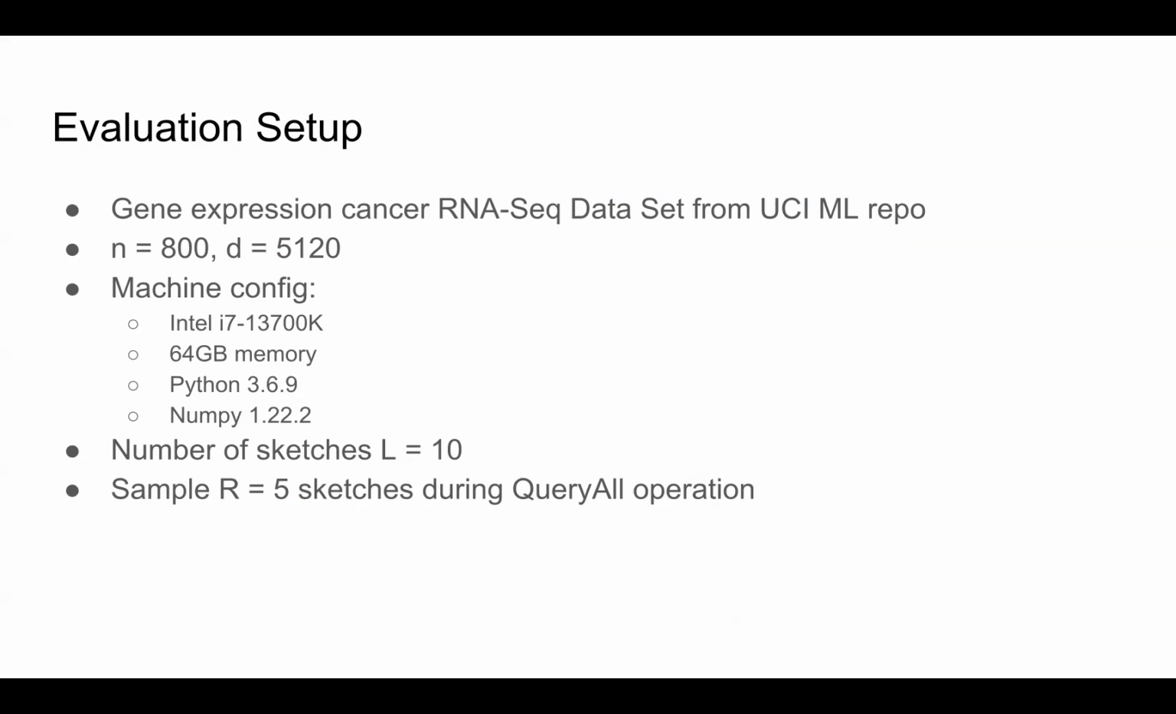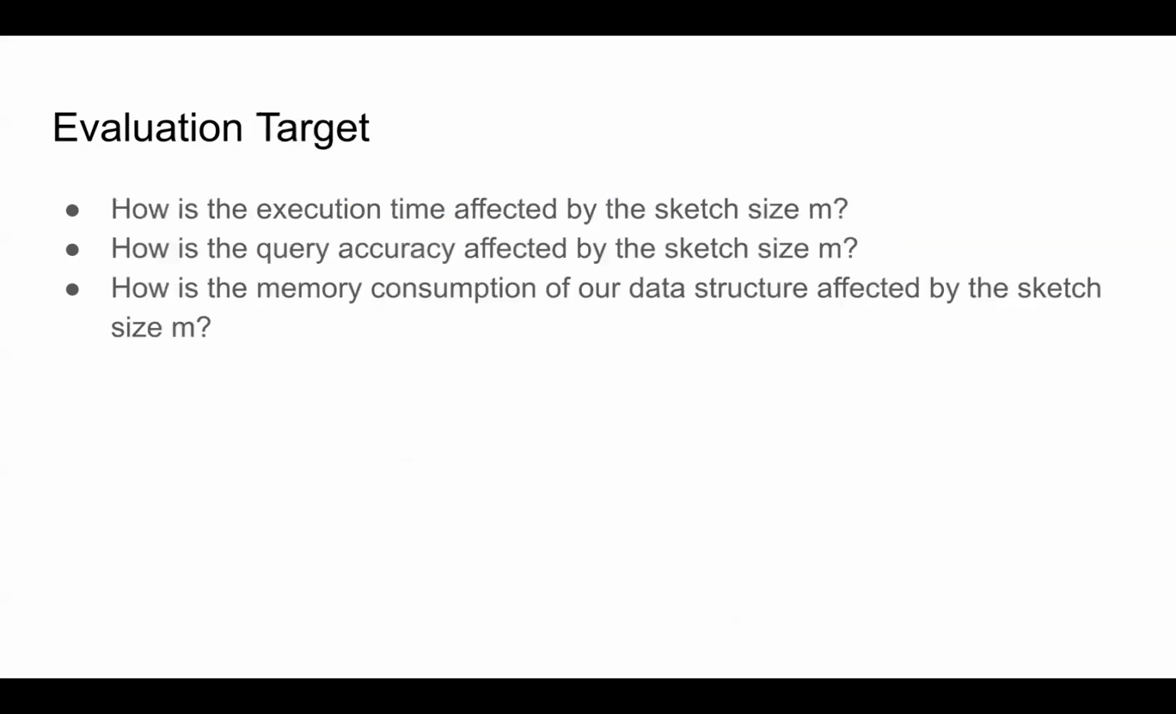Here, the number of sketches L we set as 10. And we will sample R equals 5 sketches during the query all and query pair operations. Our evaluation targets are: how is the execution time affected by the sketch size M? How is the query accuracy affected by the sketch size M? And also, how is the memory consumption of our data structure affected by the sketch size M?